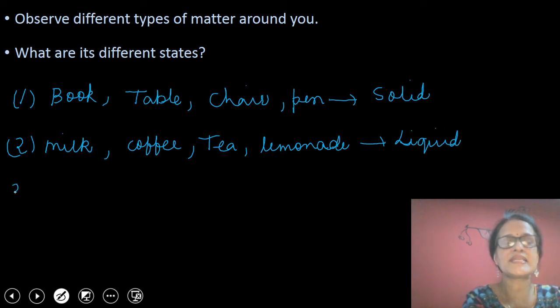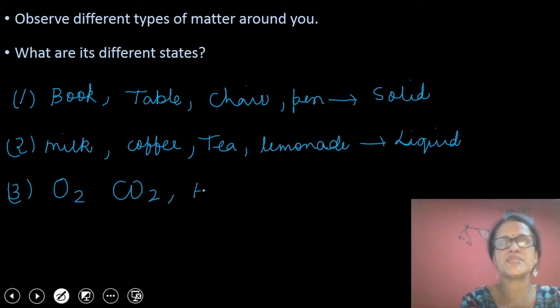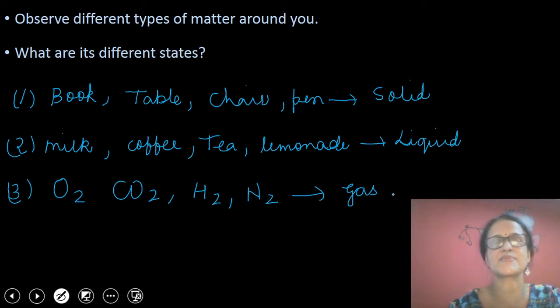Now, in the third category, I'll write some gases like oxygen gas, which exists as O2, carbon dioxide, whose formula is CO2, hydrogen gas H2, nitrogen gas N2, etc. So, all these materials represent the gaseous state. They exist as gases. Children, after this discussion, definitely you must be thinking, what is the reason for the occurrence of matter in three different states?